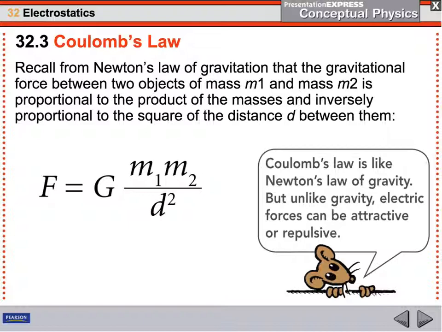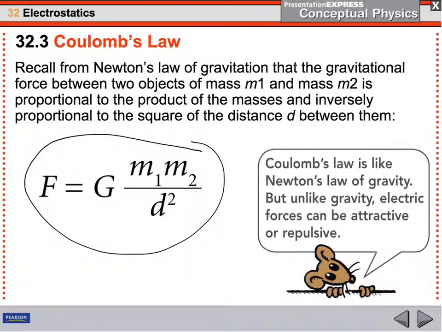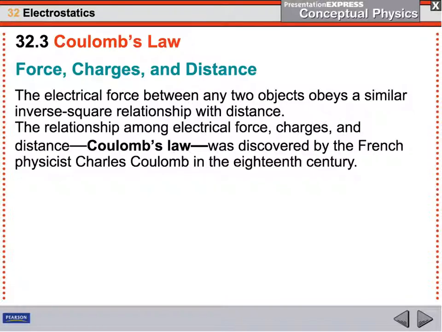Recall from Newton's law of gravitation that the gravitational force between two objects is proportional to the product of the masses of the first and second objects and inversely proportional to the square of the distance between them. This is something we did way back when we talked about gravity and gravitation, these types of problems. Well, Coulomb's law actually works the same way.